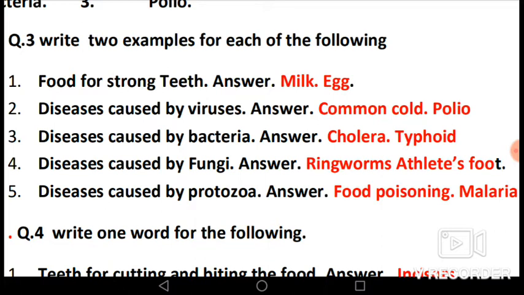Fifth, diseases caused by protozoa. It is one kind of harmful microbe, and diseases caused by it are food poisoning and malaria. So here food poisoning and malaria are one kind of diseases which are caused by protozoa.